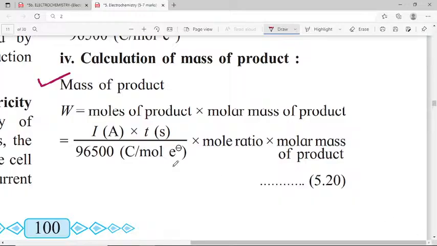What is the formula? Mass of product is equal to current in ampere times time in seconds, divided by 96500 coulomb per mole, times mole ratio, times molar mass.